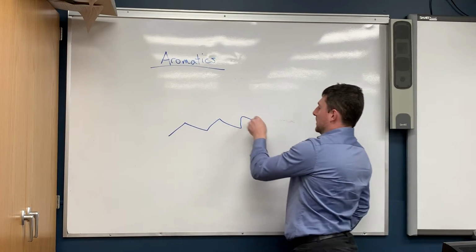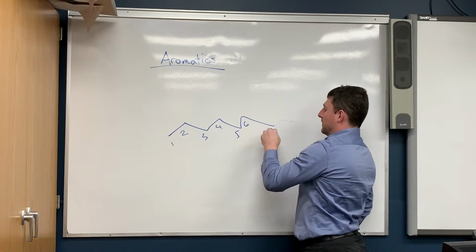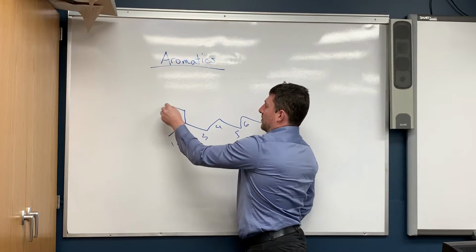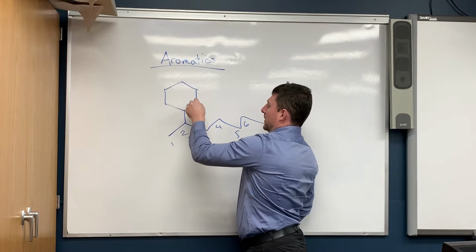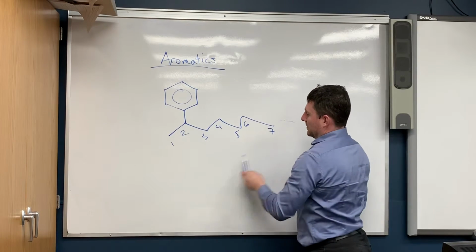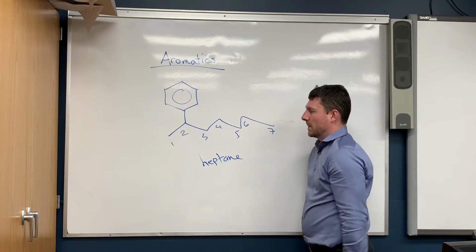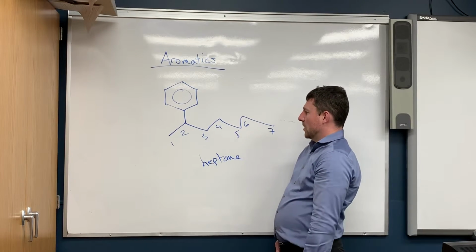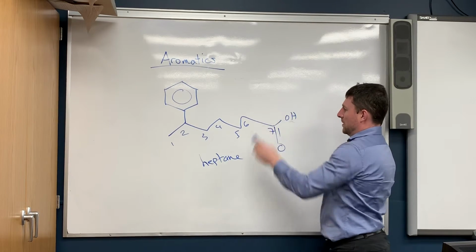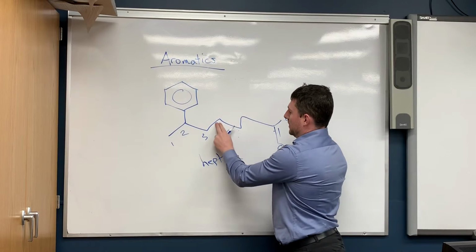So if I made this really long chain, like 1, 2, 3, 4, 5, 6, 7, so it's longer than the 6 carbons of benzene, and I put a benzene coming off of it, right? So now I want to call this the main chain, so I'm going to call it a heptane. Or if I wanted to, I could put an OH, right? And then number it the other way.